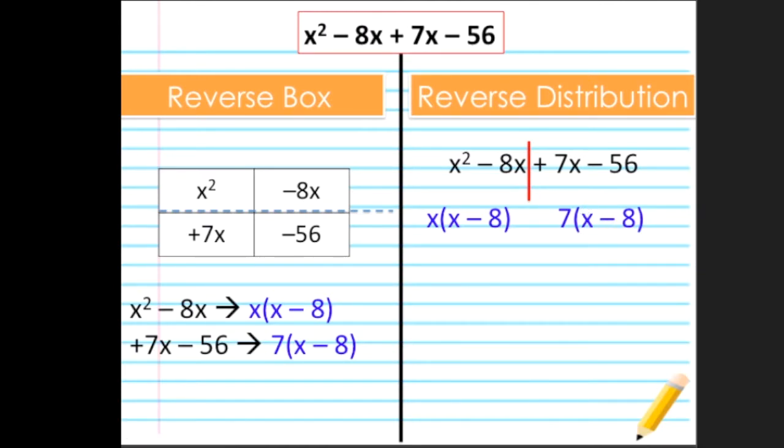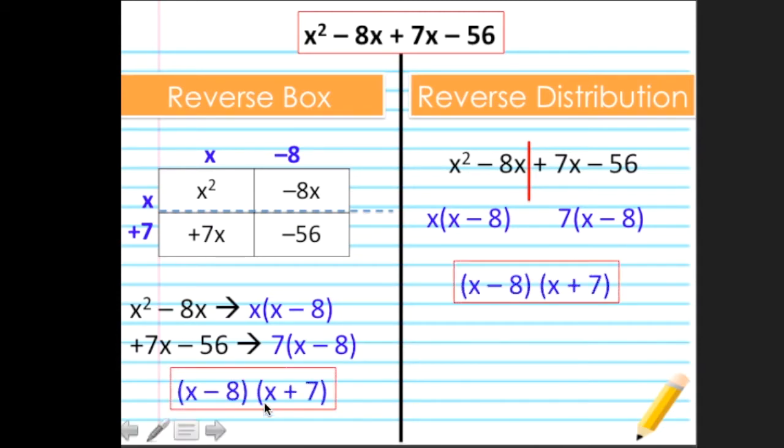In the box method, now that tells us if I'm factoring out an x from the x squared minus 8x, I'm going to put an x in this part of the box. If I factor out a 7 from the second expression, I'm going to put a 7 right here. Take a look at how that works out. We just figured out what that original distribution problem was. So our final answer is to write out that binomial product, x minus 8 times x plus 7. Same thing for reverse distribution, x minus 8 times x plus 7.